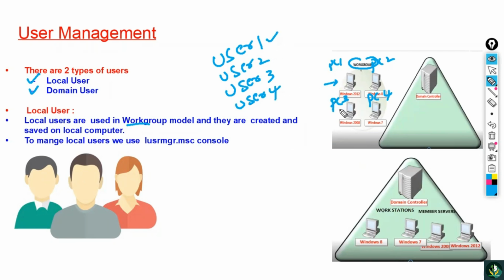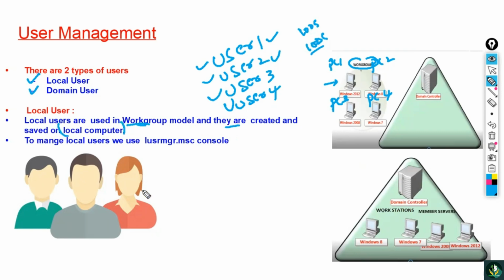So if user 1 wants to access PC1, you need to create the username and password for user 1 on this local computer. Again, the same user wants to access the other computers like PC2, PC3, PC4. So you need to go to these three PCs and create the user account for user 1. Same way, if user 2 wants to access all the computers, you need to go to all the computers and create the username and password for user 2, and the same thing with user 3 and user 4. And in this example, we have only 4 computers. If you have 100 users and 100 computers, you need to go to all the 100 computers one by one and create all the 100 users one by one in workgroup model.